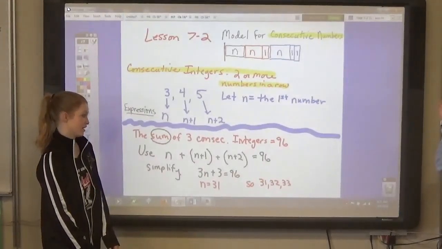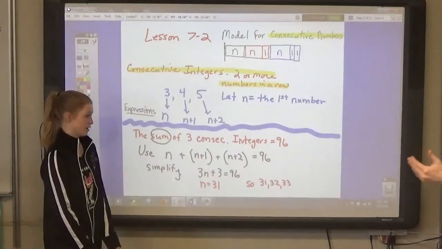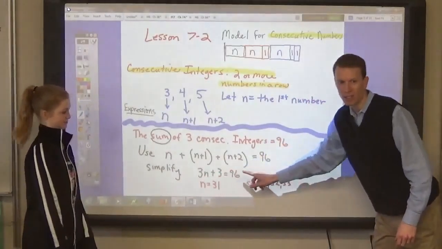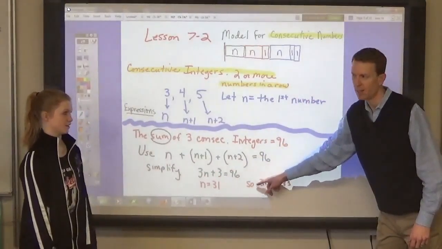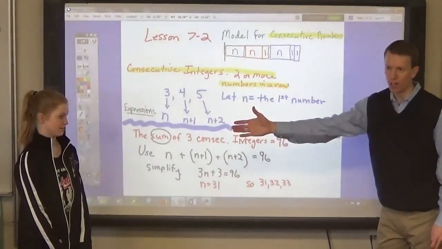93, right. So, what is left on the left side? Just the 3n. And what's left on the right side? 93, right? You with me?